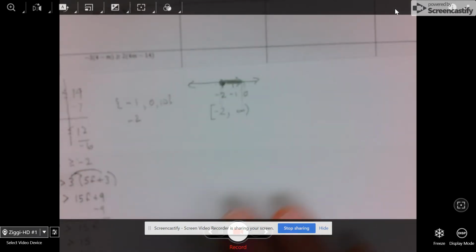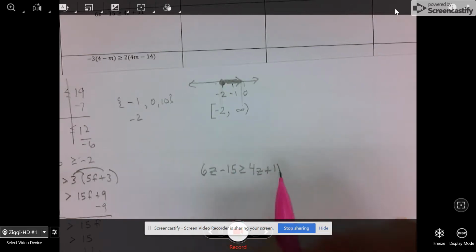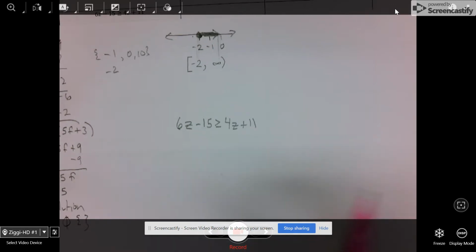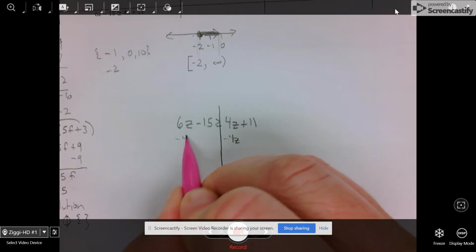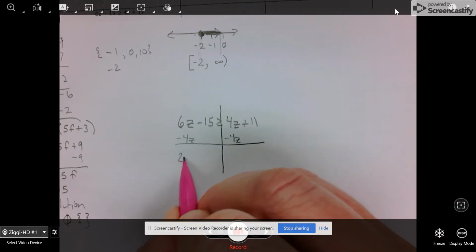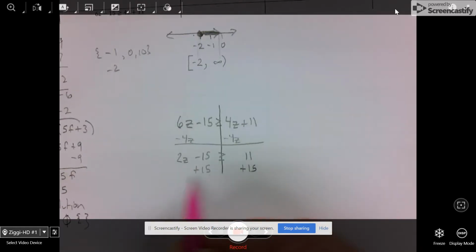6z minus 15 is greater than or equal to 4z plus 11. Very straightforward. This is the kind you got to get right 100% of the time. Draw a line. Variables together. 2z minus 15 greater than or equal to 11. Add 15. 2z is greater than or equal to 26. Divide by 2. Multi-step equation here. Z is greater than or equal to 13. Again, following the same steps.